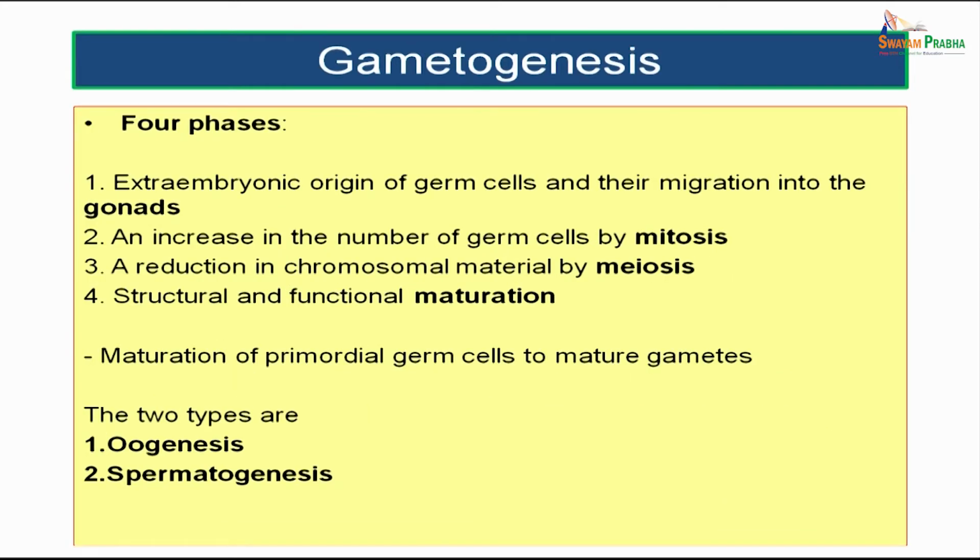Now, it is time for us to move on to the topic proper, that is gametogenesis. Gametogenesis can be discussed under 4 main phases. What are the 4 main phases? The first phase is the extra-embryonic origin of germ cells and their migration to the gonads. The primordial germ cells, we have already mentioned, are seen at the yolk sac and they then migrate to the developing gonads. So, that is the extra-embryonic origin of the germ cells.